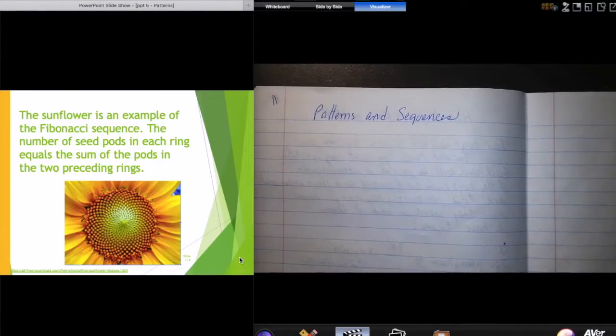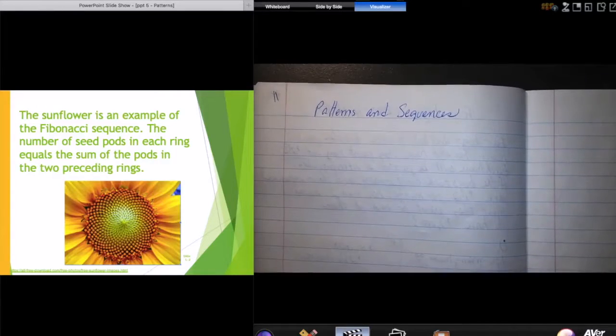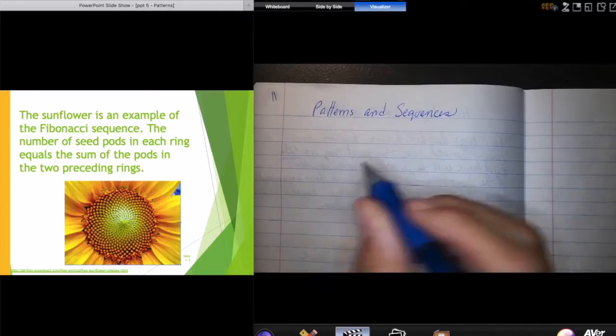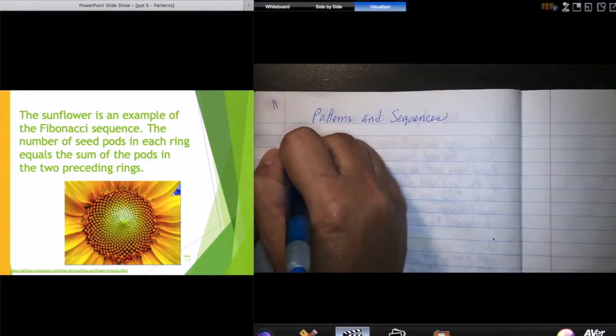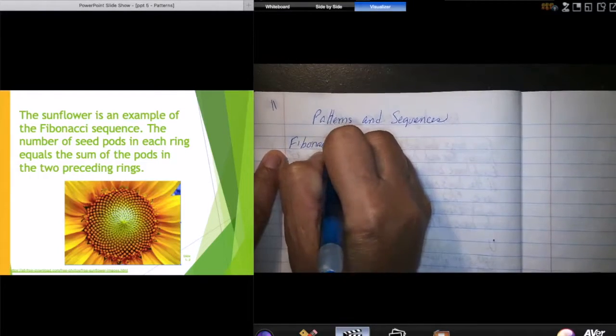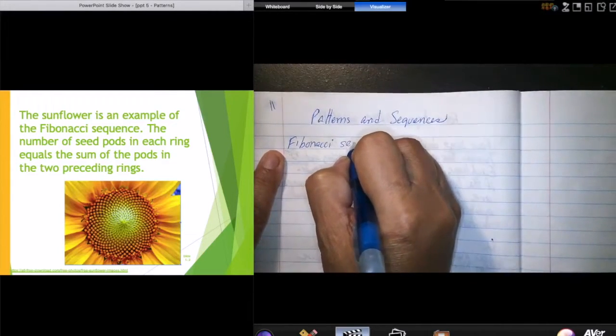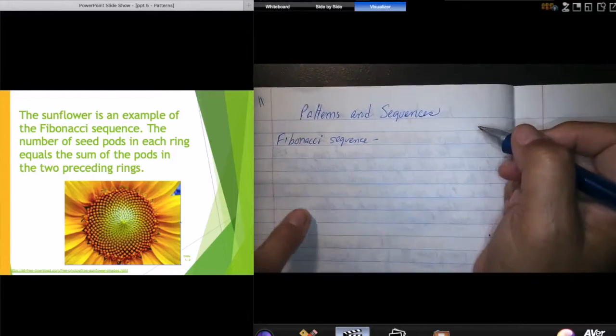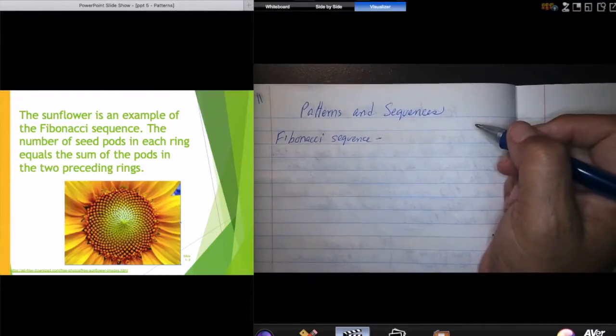Okay, there's many types of patterns, and the most famous type of pattern that you're going to see in any lesson and textbook is the Fibonacci sequence. The Fibonacci sequence is seen in nature. For example, a sunflower or a pine cone. And so let's look at the Fibonacci sequence.